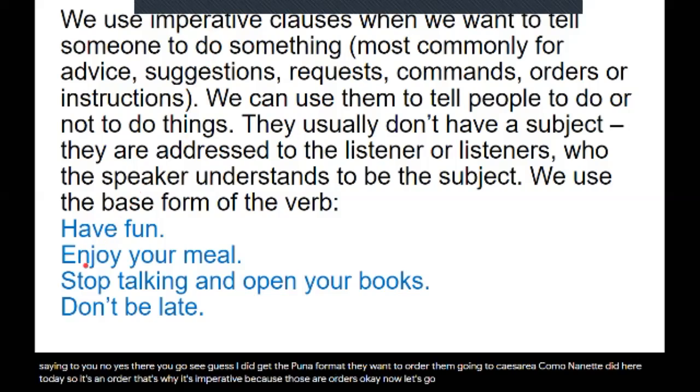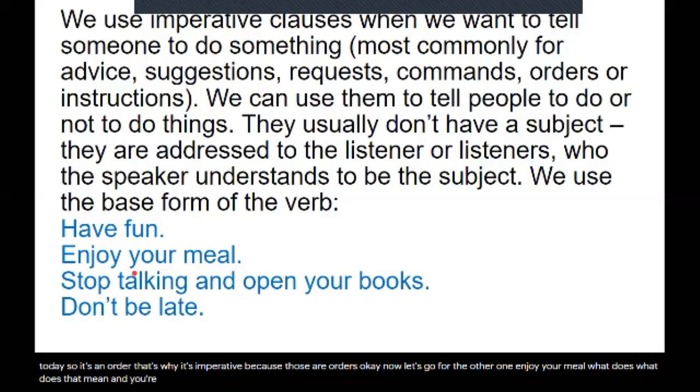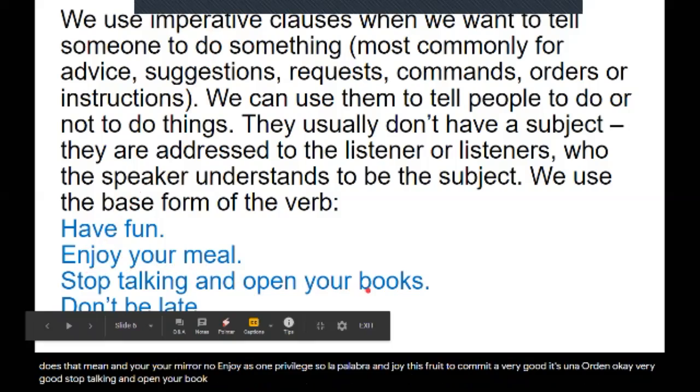Now, let's go for the other one. Enjoy your meal. What does that mean, enjoy your meal? Enjoy es disfrutar. Disfruta tu comida. Very good. Es una orden. Okay, very good. Stop talking and open your books. What does that mean?